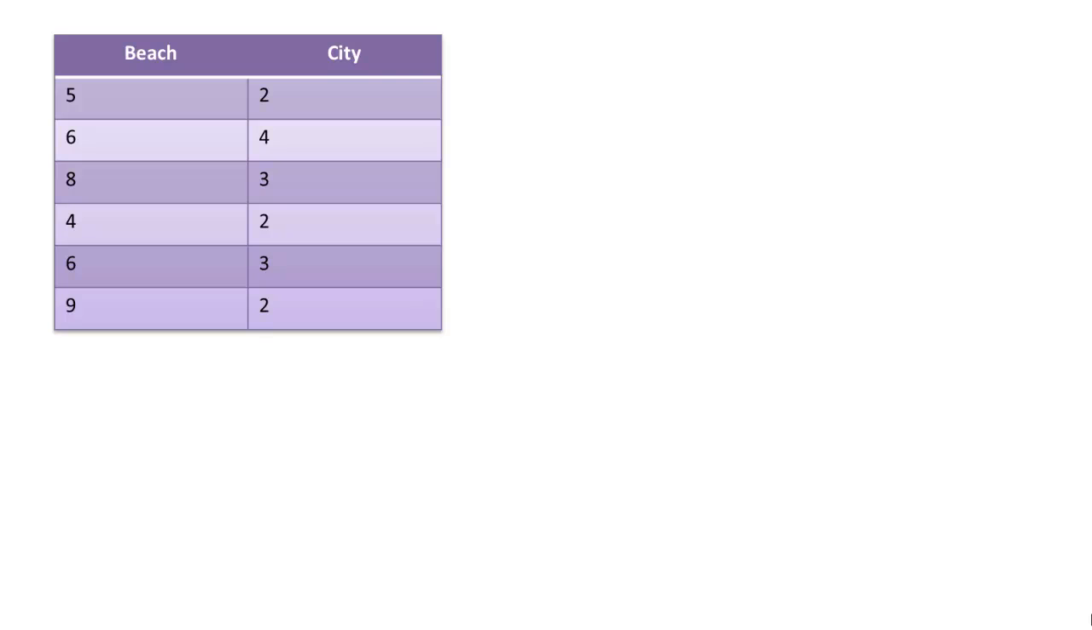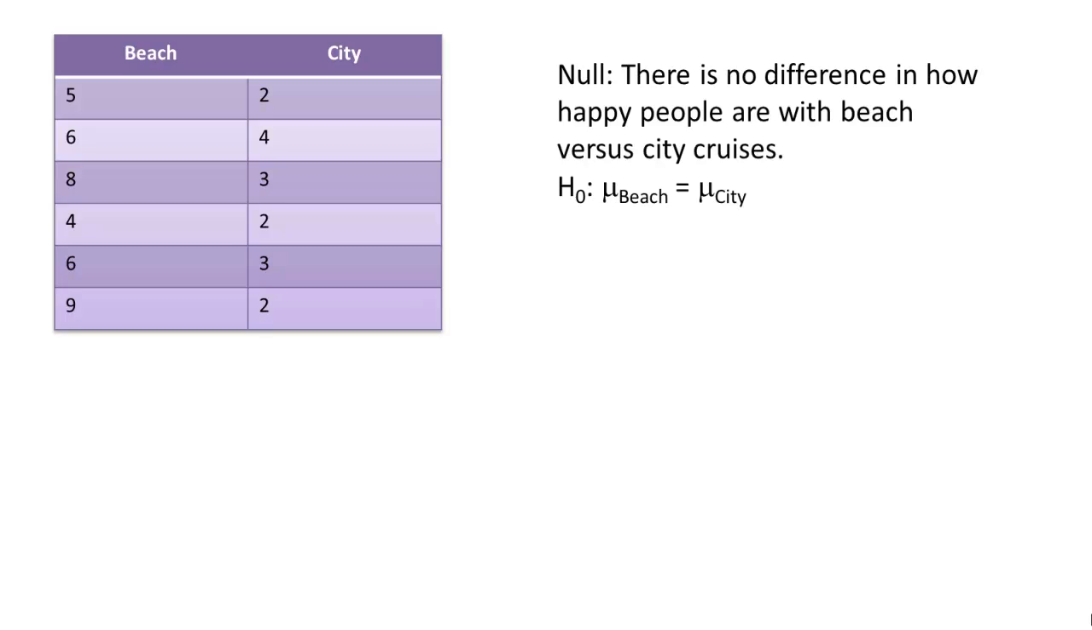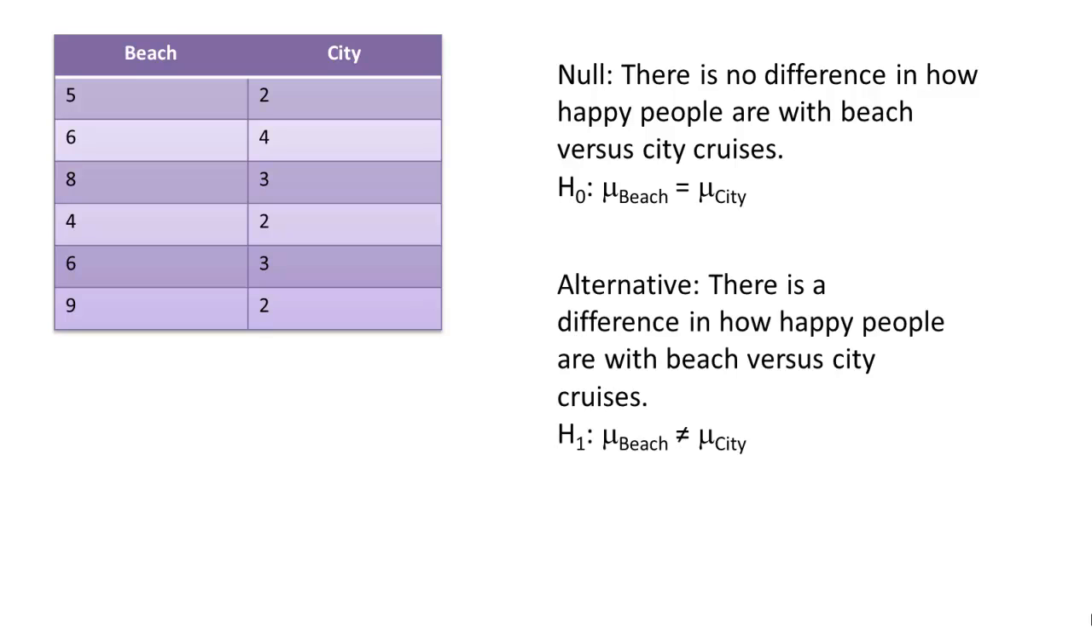When you're doing an independent samples t-test, you can compare two different groups' means. So, we're going to compare the mean of the beach cruise people and the mean of the city cruise people. And when you express that in a null hypothesis, what you're saying is, I think that there is no difference in how happy people are with the beach versus city cruise, and when that is expressed mathematically, that comes across as H0: the mean of the beach is equal to the mean of the city.